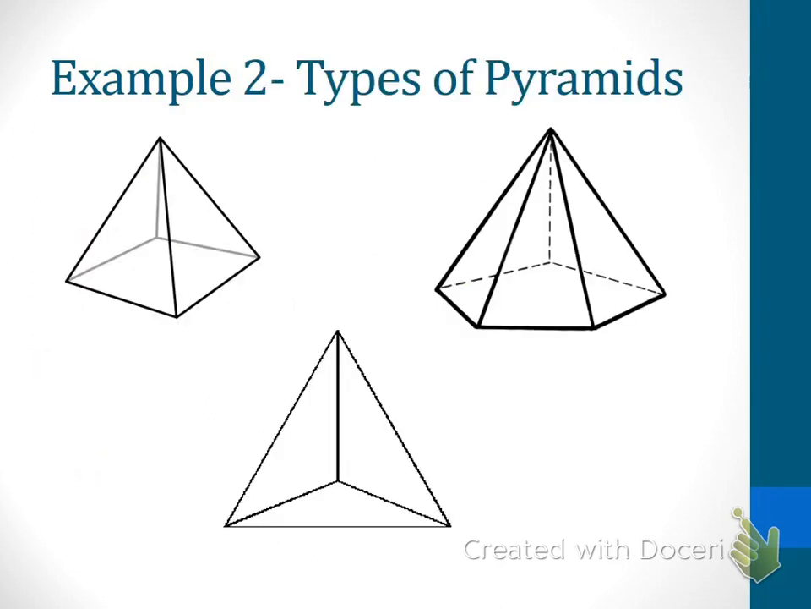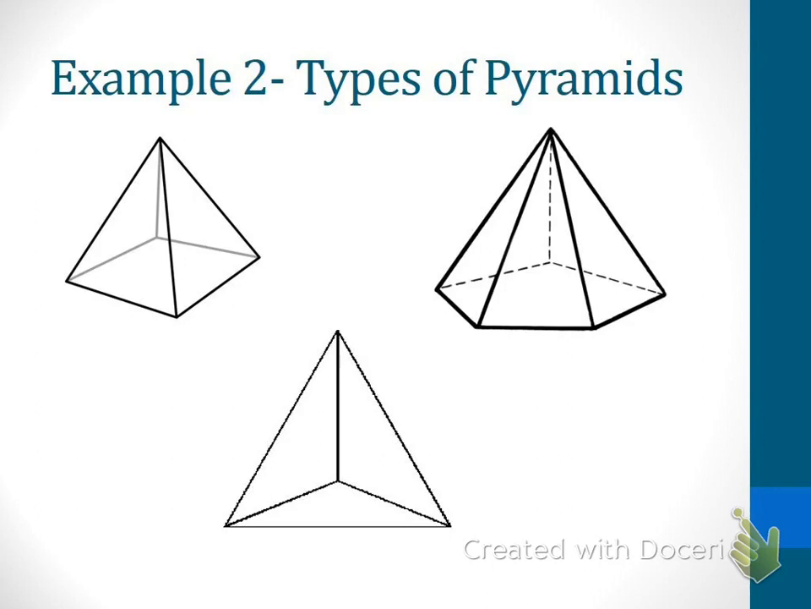Now, example 2. Let's look more specifically at types of pyramids. So they're all pyramids. Why? Because they all have a vertex at the top. So these are all pyramids, but now I'm going to look specifically at the base to determine what type of pyramid it is. If all you say is pyramid, it's wrong. You have to tell me what kind of pyramid it is.